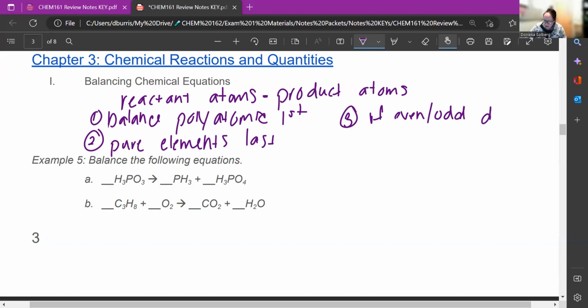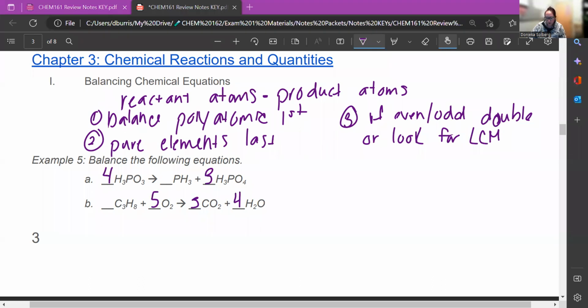So if even-odd, double, or essentially what you're doing is looking for the least common multiple. All right, I think you guys can do that, so go ahead and pause here and get the right answers for these equations. I got 4 and 3, and then 1, 5, 3, and 4.